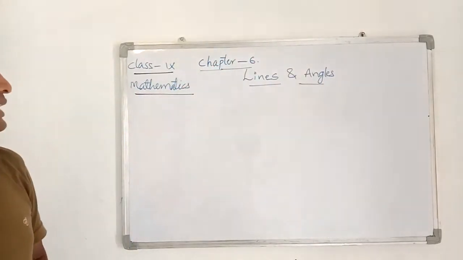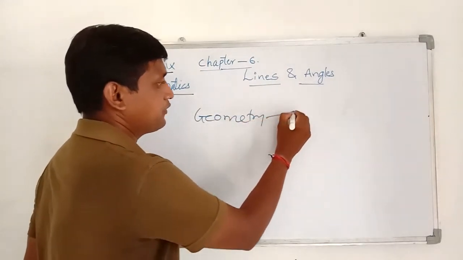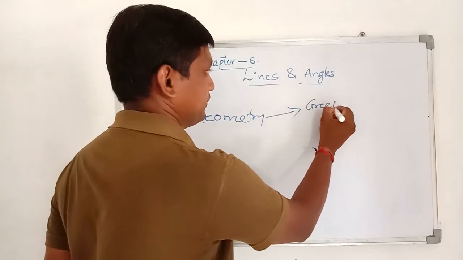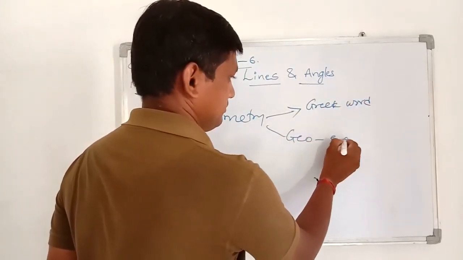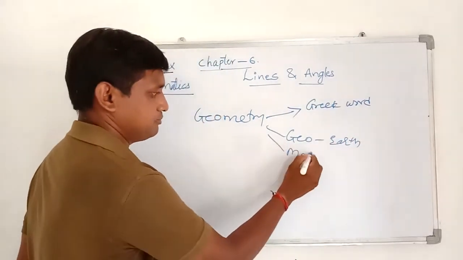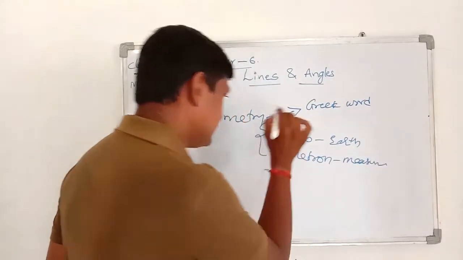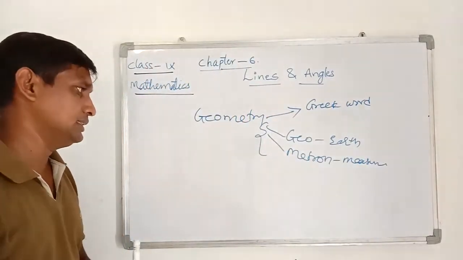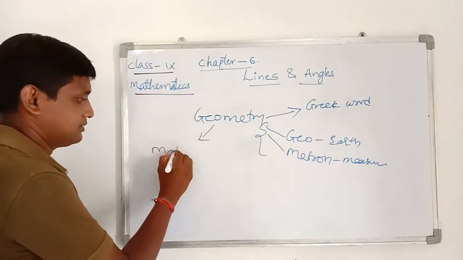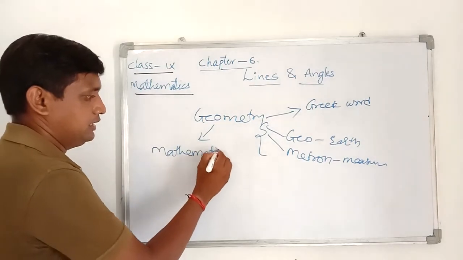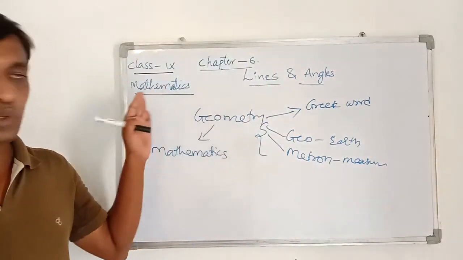Geometry is derived from a Greek word. Geo means earth, metron means measure. So measuring of earth is called geometry. This geometry is one of the branches in mathematics. Example, even statistics is one of the branches in mathematics, geometry and so on.